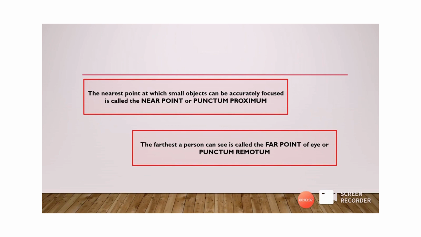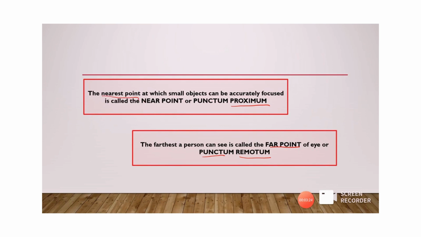Number one is the near point of accommodation, which is called the punctum proximum, and number two is the far point of the eye, which is also called the punctum remotum. The nearest point is the point at which small objects can be accurately focused by the eye. It's the nearest point at which a small object can be accurately focused.